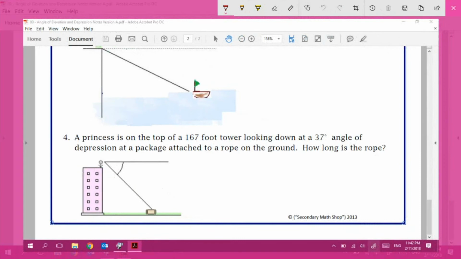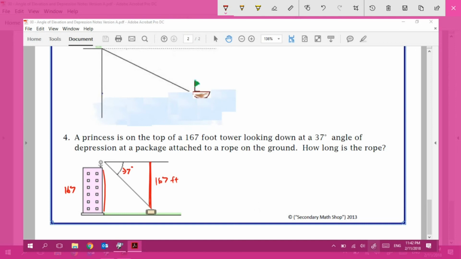A princess is on top of a 167-foot tower. So look, you're gonna have to use your common sense a little bit. Remember what the angle of depression is supposed to look like. So we've got this 167-foot tower, right? That's 167 feet. But if I draw from here to here, look right there. If I draw this height as well, that's also going to be 167 feet because it's the exact same height, okay? Next, she's looking down at a 37-degree angle of depression. That's right here, 37 degrees right there.